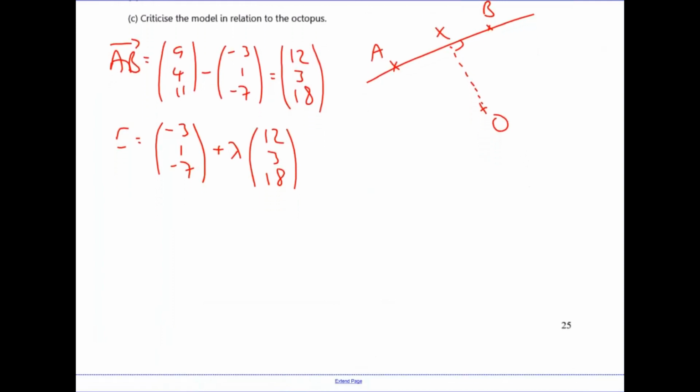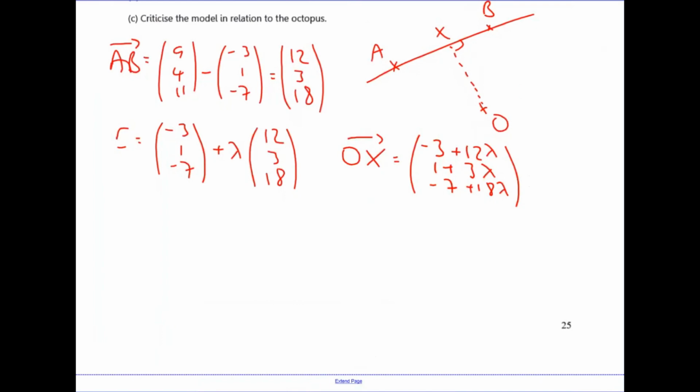The point X, we don't know where it is on the line. So the position vector of X is just what I get when I put this together: -3 + 12 lambda, 1 + 3 lambda, and -7 + 18 lambda. Usually, you would have to subtract that generic point from the point that you find the shortest distance to. But in this case, because we're finding the shortest distance from the origin, this is just the vector OX. You'd be taking off (0, 0, 0).